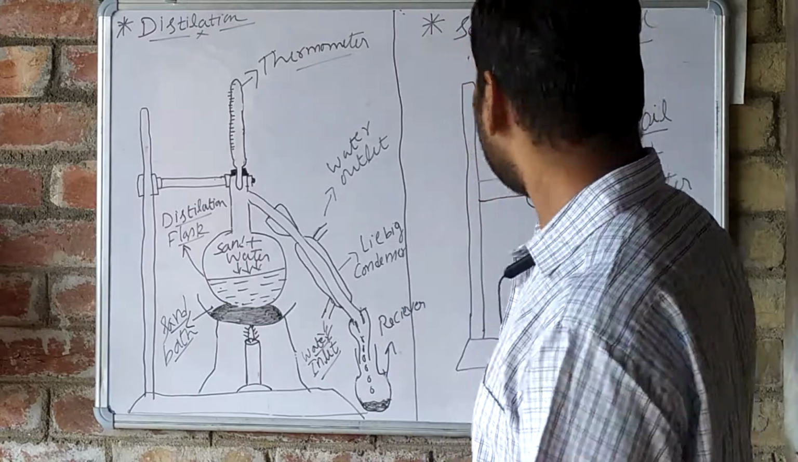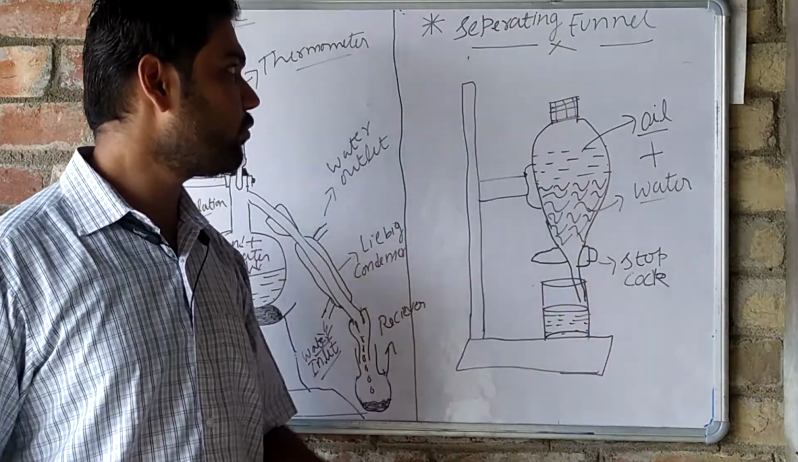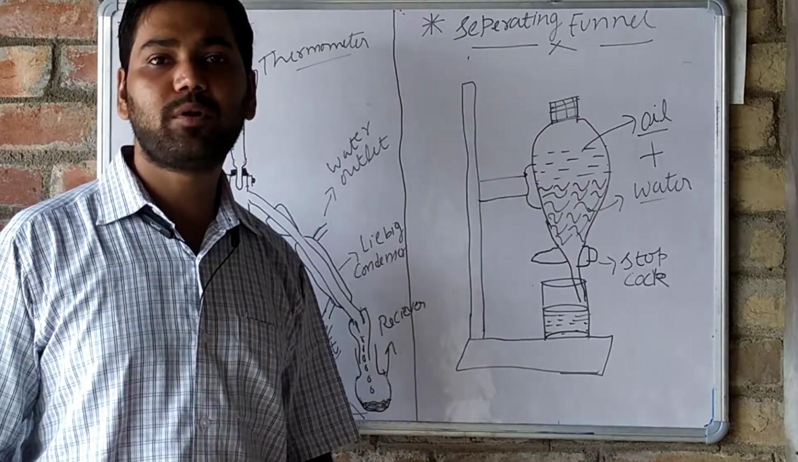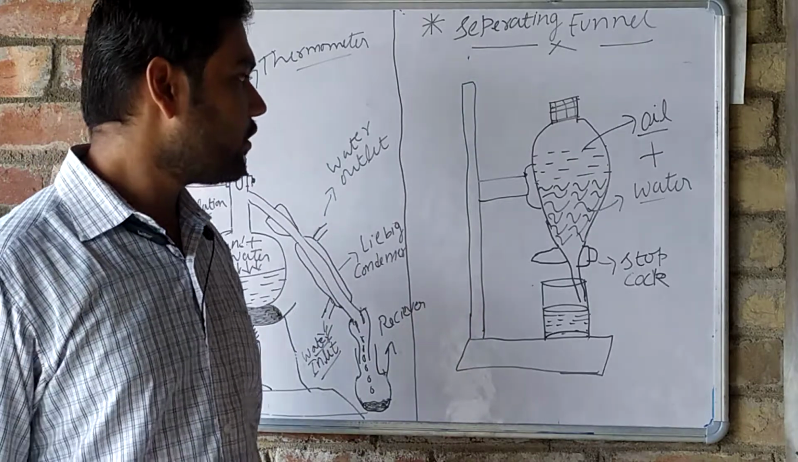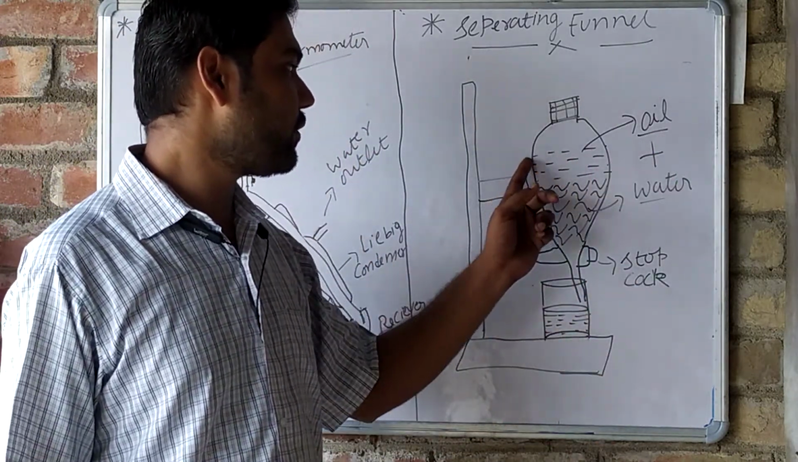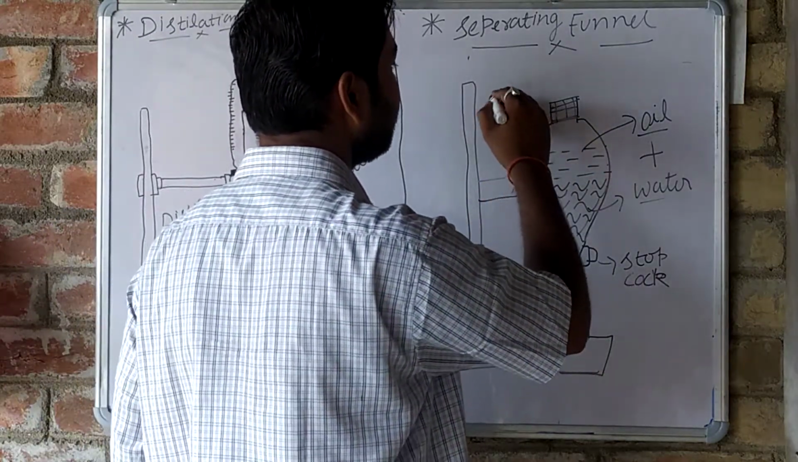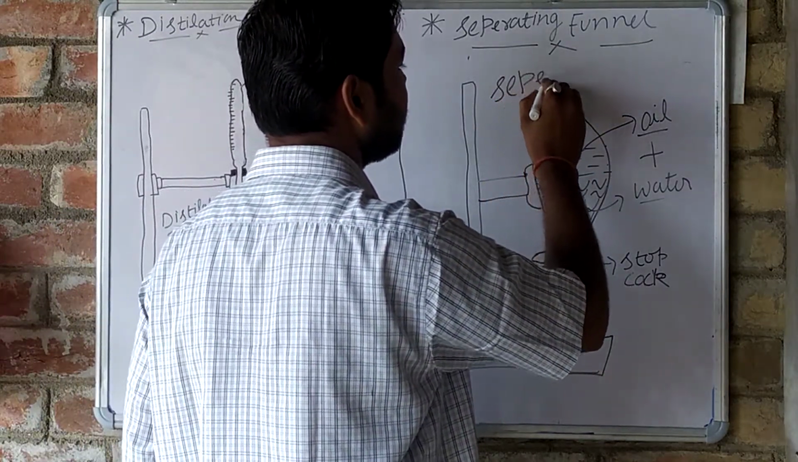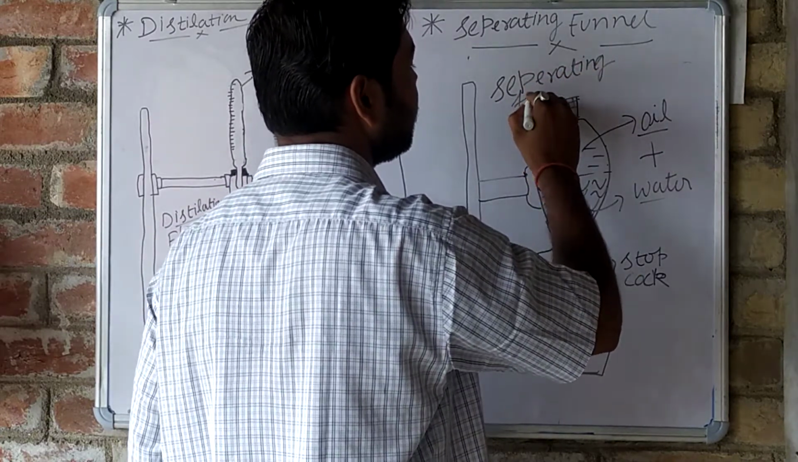Understand? Now the second process we will have is the separating funnel. See here, this is one more process known as the separating funnel. By this also we can separate two liquids. Understand? Now see here, one is oil on this. This is a separating funnel. Understand? This is known as a separating funnel tube.